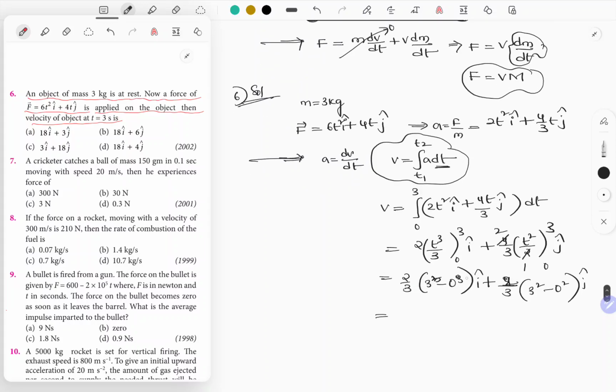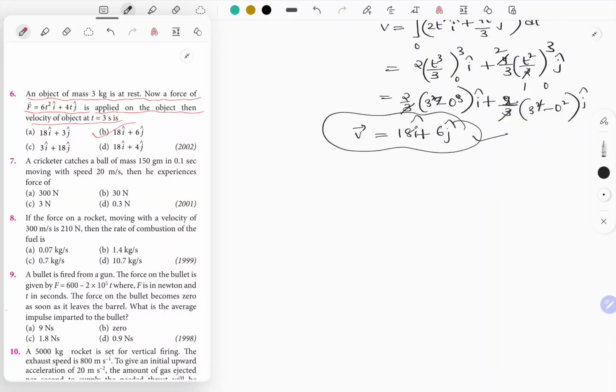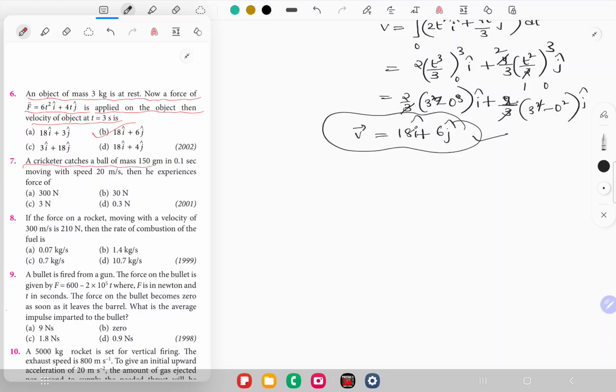2 by 3. So 3³ minus 0³ is going to be 3³ only. One 3 will get cancelled. You are left with 3². 3² is 9, 9 into 2 is 18 i cap plus, the 3² is cancelled, 2 threes are 6 j cap. This is the value of the velocity of the particle at t equal to 3 seconds. It is 18 i cap plus 6 j cap. Option B is correct.